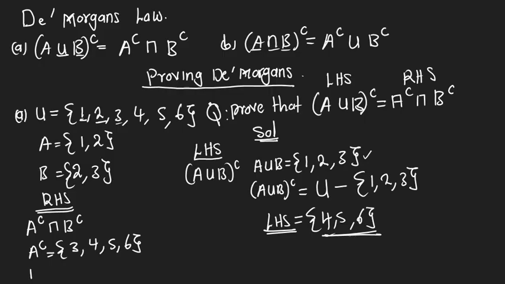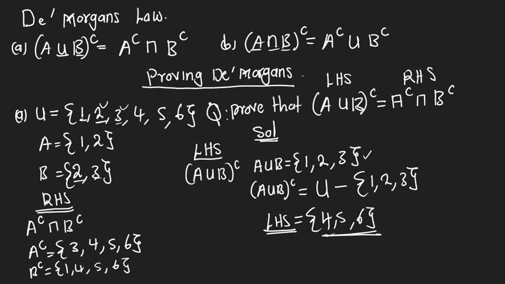How about if we find B complement? For B complement, if we remove 2 and 3, whatever we're going to remain with in the universal, that is the answer. So 2 and 3 are out. We are going to remain with 1, then 4, then 5, then 6.